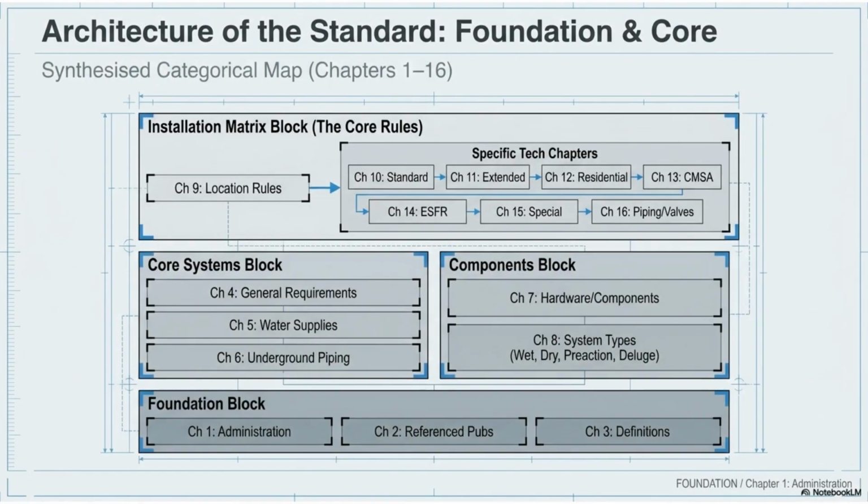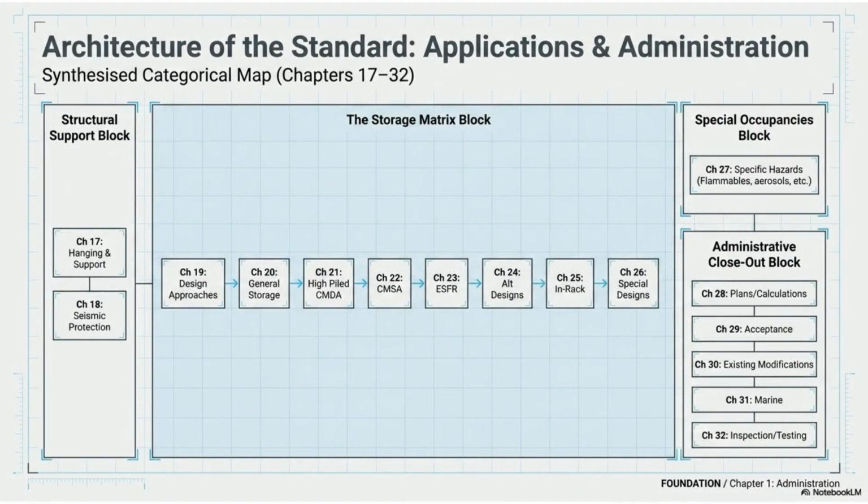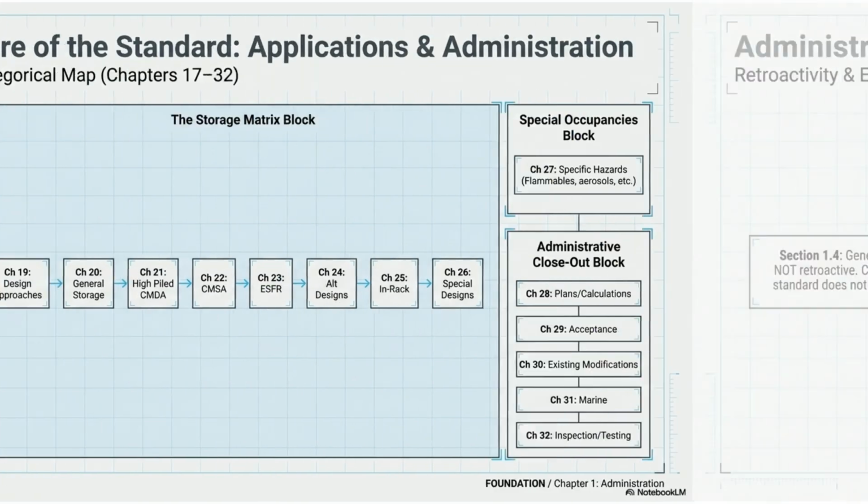The standard's architecture is divided into blocks. The foundation block includes administration, referenced publications, and definitions. The core systems and components blocks cover general requirements, water supplies, hardware, and system types. The applications and administration section includes the structural support block and the storage matrix block, covering various design approaches. The administrative closeout block covers plans, acceptance, modifications, and testing.